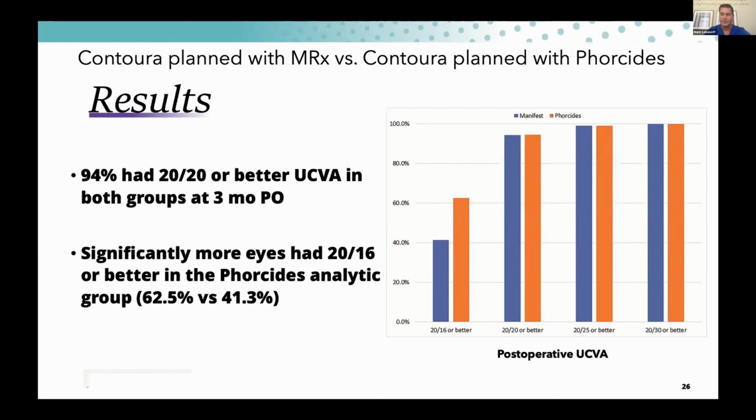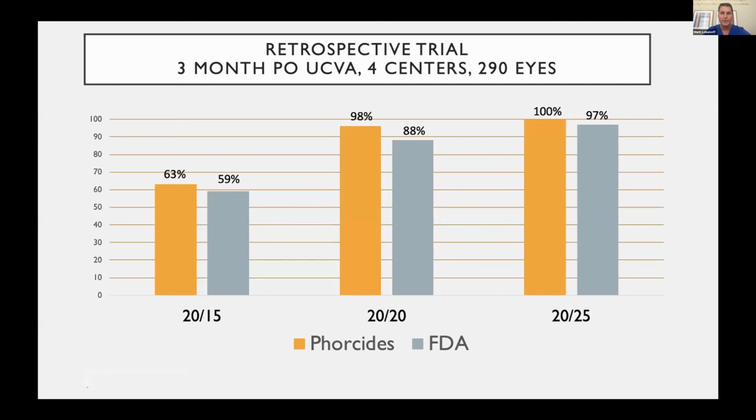And there were statistically significantly more eyes with 20/15 or better uncorrected vision when planned with the 4C software, as opposed to being planned with the manifest refraction. If we compare the data from the 4C planned Contoura to what was seen in the FDA study, 4C outperformed the FDA study for Contoura. At the 20/15 level, 63% of eyes treated with the 4C planned Contoura achieved 20/15 or better vision at 3 months.